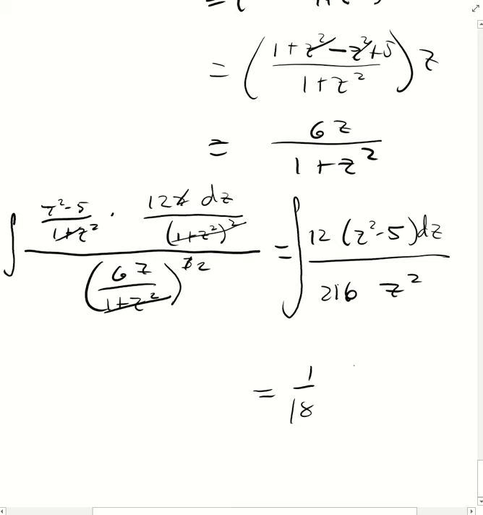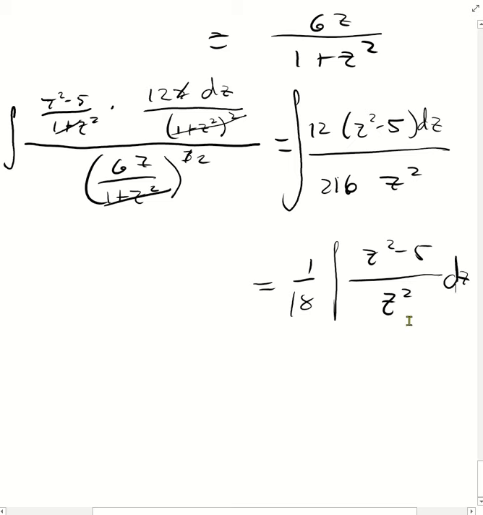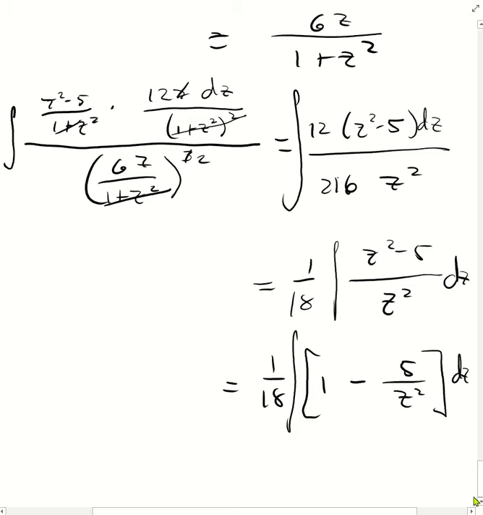1 over 18, the integral of z squared minus 5 all over z squared dz. Then we can divide this one. z squared divided by z squared is 1, minus 5 over z squared. So this will be equal to 1 over 18, the integral of 1 minus 5 over z squared dz. And we can now integrate.